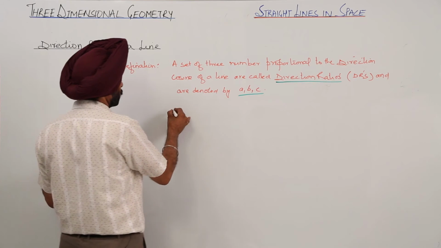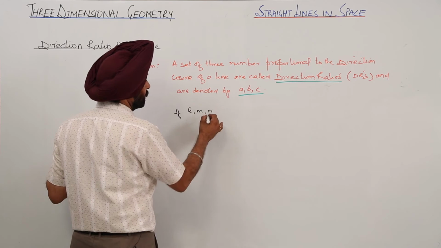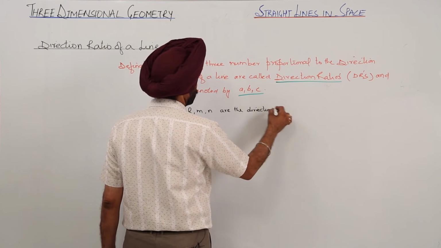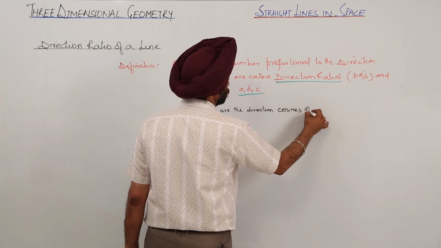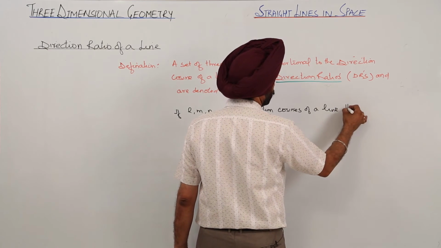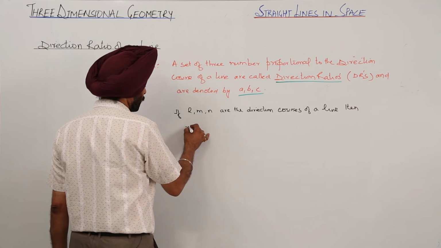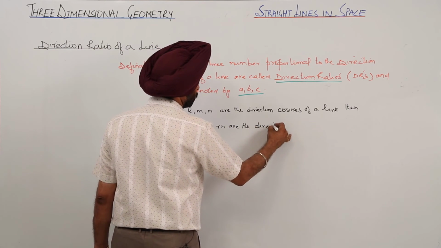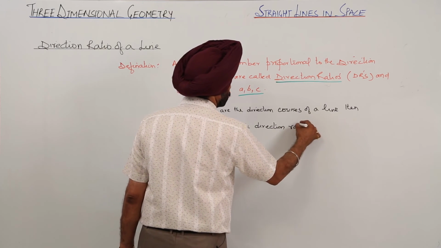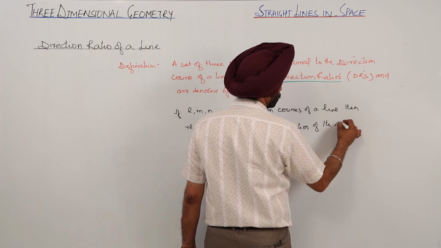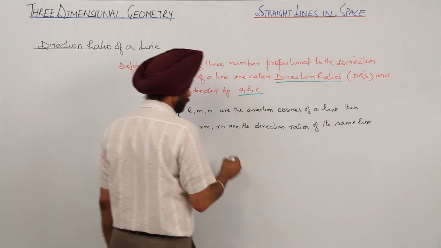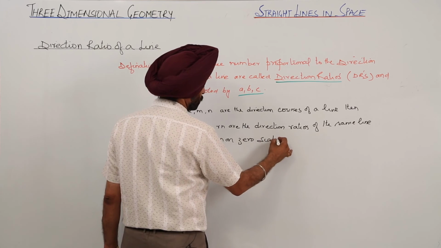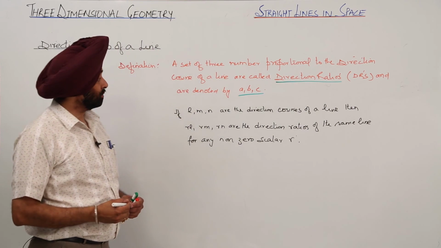Now, if l, m, n are the direction cosines of a line, then rl, rm, rn are the direction ratios of the same line for any non-zero scalar r. Now what we have written, what are the direction ratios?